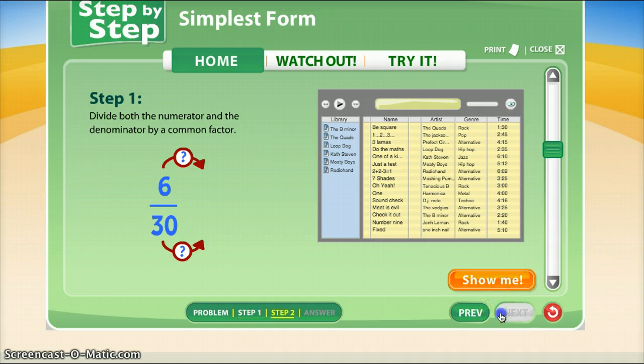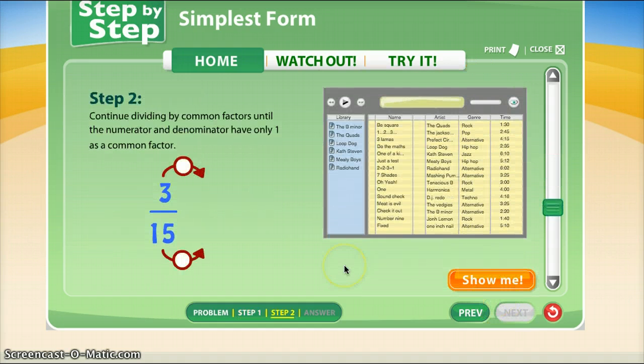Continue dividing by common factors until the numerator and denominator have only 1 as a common factor. Both 3 and 15 are divisible by 3, so if we divide the numerator and the denominator by 3, we're left with 1/5. We know this fraction is in simplest form because the only common factor between the numerator and denominator is 1.